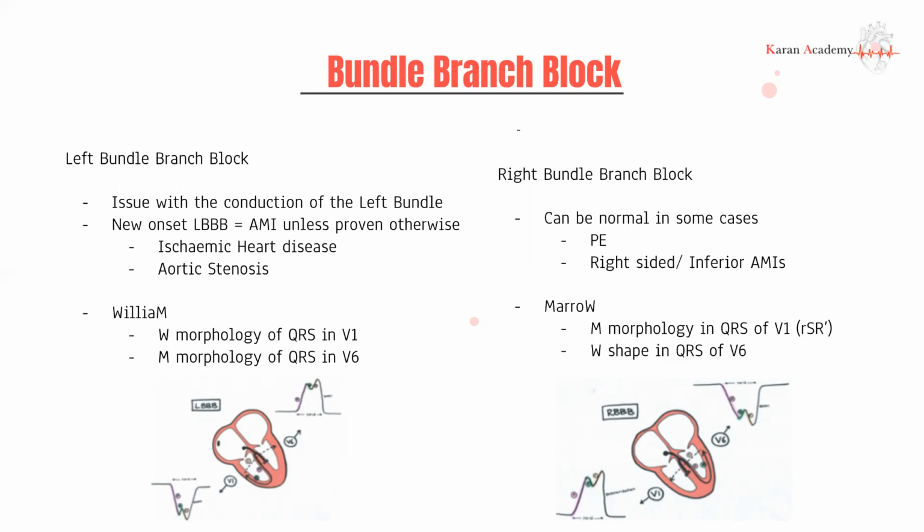If I have some abnormalities, which I can't tell if it's a W or an M because ECGs don't look like buzzwords, but I have T wave inversion in V5 and V6, that's going to be a left bundle branch block because V5 and V6 look at the left bundle in particular.